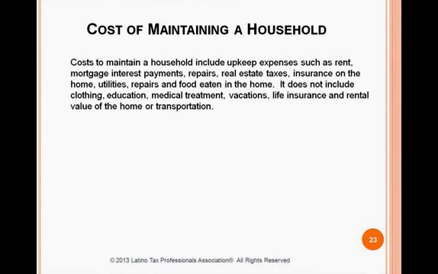Now, it can be down to who supports them. And one of the qualifiers as a dependent is you must be able to provide over 50% of the support. What does that look like? Well, cost of maintaining a household. It includes upkeep expenses such as rent, mortgage interest payments, repairs, real estate taxes, insurance on the home, utilities, and food eaten in the home. It does not include clothing, education, medical treatment, vacations, life insurance, rental value of the home, or transportation.